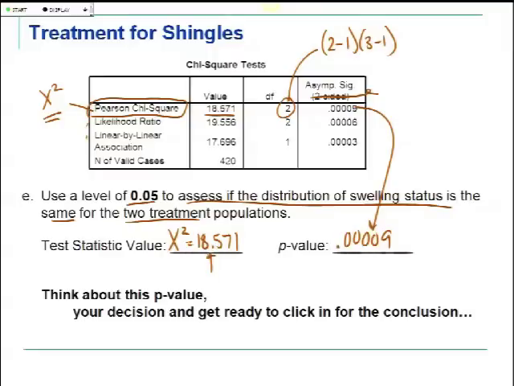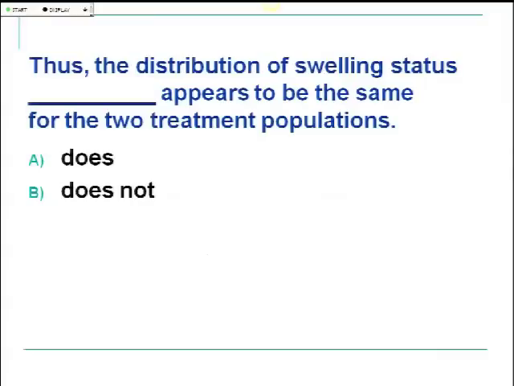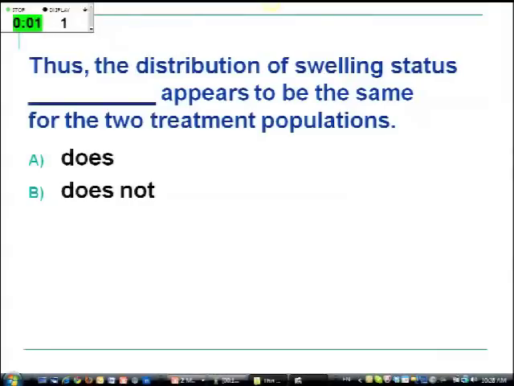Very small p-value. So with a small p-value, I know that means to reject H-naught. But what does it mean then in terms of the conclusion? If you're rejecting H-naught, you need to know what H-naught is saying and what HA is saying so you can formulate the right conclusion.